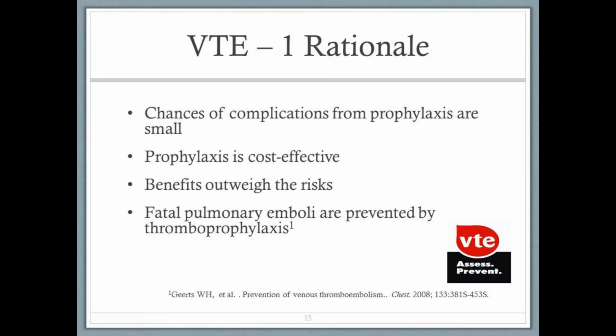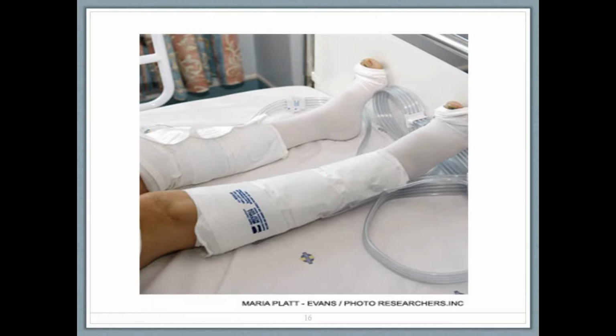A little bit more of the rationale. Chances of having a complication from prophylaxis is small. We know it's cost effective. The benefits clearly outweigh the risks. And from the data that we've looked at over the years, we know that fatal pulmonary emboli can be prevented. This was a paper that was published in Chest in 2008. So again, the data is pretty good for this. And as we've all seen, compression devices that could be used for venous prophylaxis, just a picture for you.